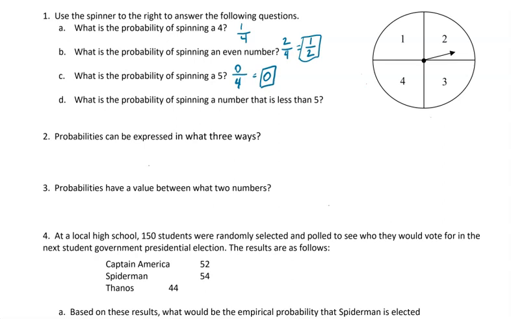What is the probability of spinning a number less than 5? Well, it's still 4 total possible outcomes, and all 4 of these are less than 5. So it's 4 out of 4, or 1. That means it's 100% certain that we're going to get something less than 5, because everything on the spinner is less than 5. We can't get anything that is 5 or bigger.